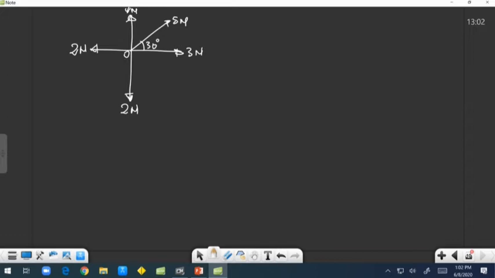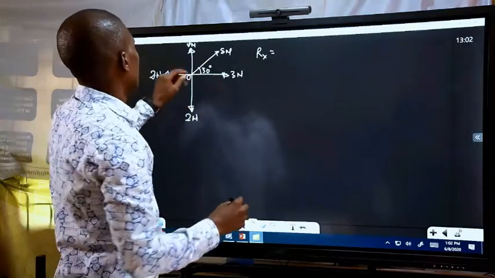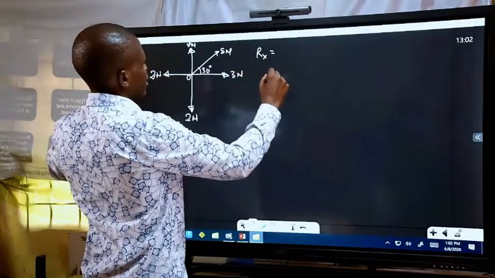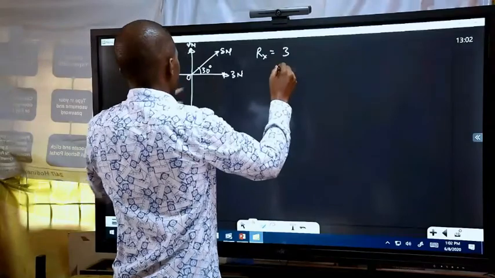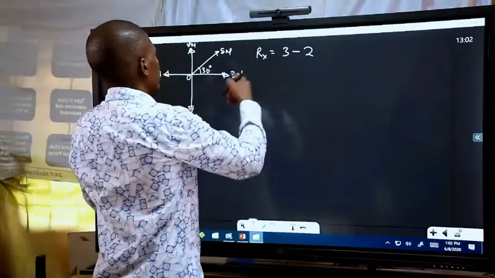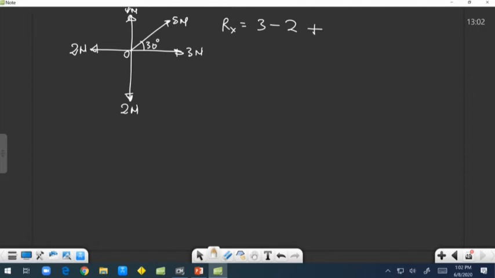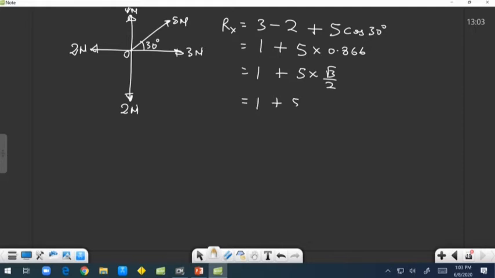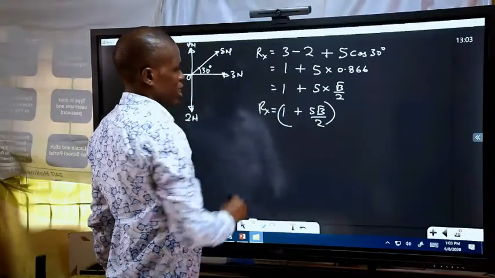To find the resultant here, we need to look at the resultant horizontally and the resultant vertically. So what is the resultant horizontally? From here, we have these forces, 3 newton and 2 newton acting along the horizontal line. So we have 3 acting in the positive direction and 2 acting in the negative direction. That means you need to add them algebraically, considering their direction. So you have 3 minus 2. Then you add the 5 newton force resolved with 30 degrees. So you have 5 cos 30 degrees. 3 subtract 2, you have 1, added to 5 cos 30, which is 0.866. Or you can say 1 plus 5 root 3 all divided by 2. So you can get this as the Rx. This is the Rx force.